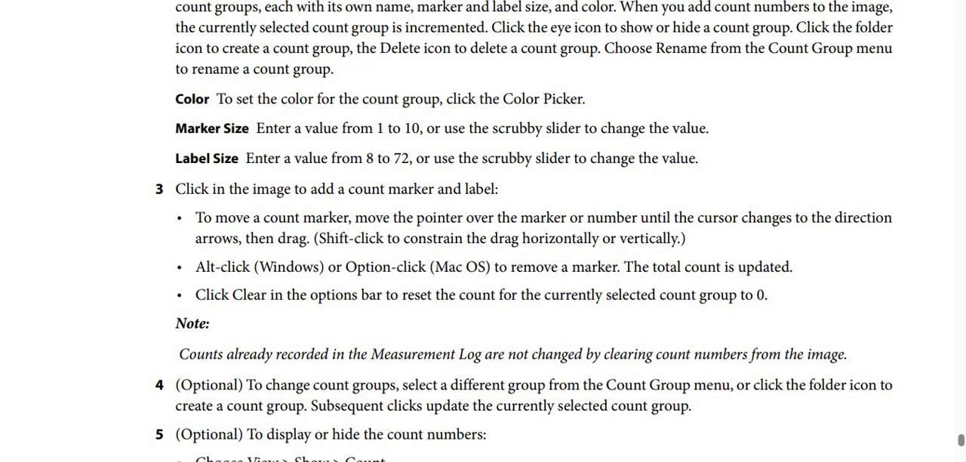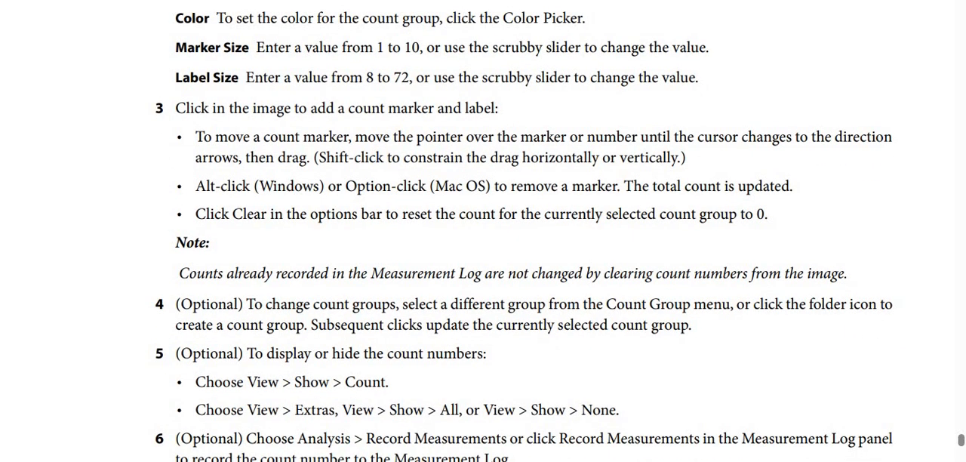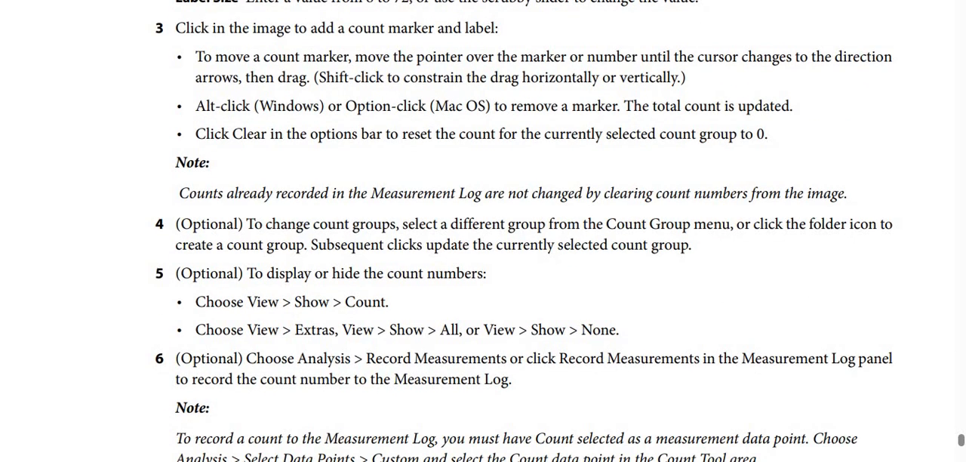And what about color? Color means that to set the color for the count group, you should click the color picker. And what about marker size? It means enter a value from 1 to 10, or use the scrubby slider to change the value. And label size means that you should enter a value from 8 to 72, or use the scrubby slider to change the value.